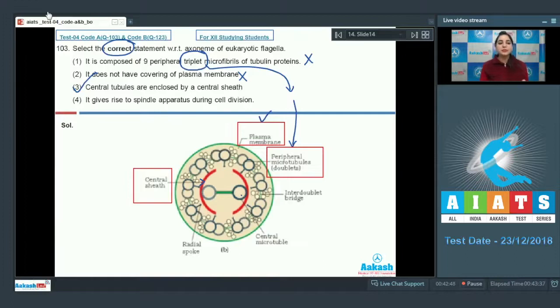It gives rise to spindle apparatus during cell division. Students, you may be wondering this is right, but this is not right, because giving rise to spindle apparatus is not the job of flagella, rather it's the job of centrioles. So centrioles give rise to spindle apparatus. Now we have concluded correctly that the answer is option 3.